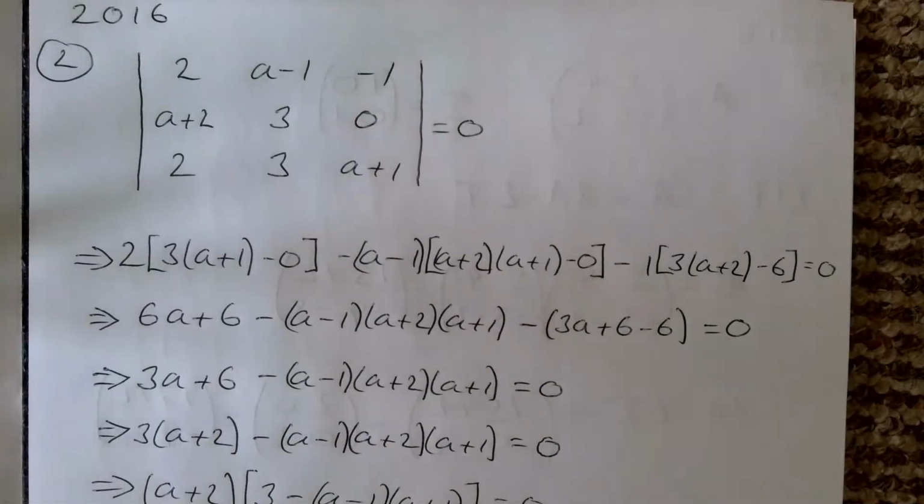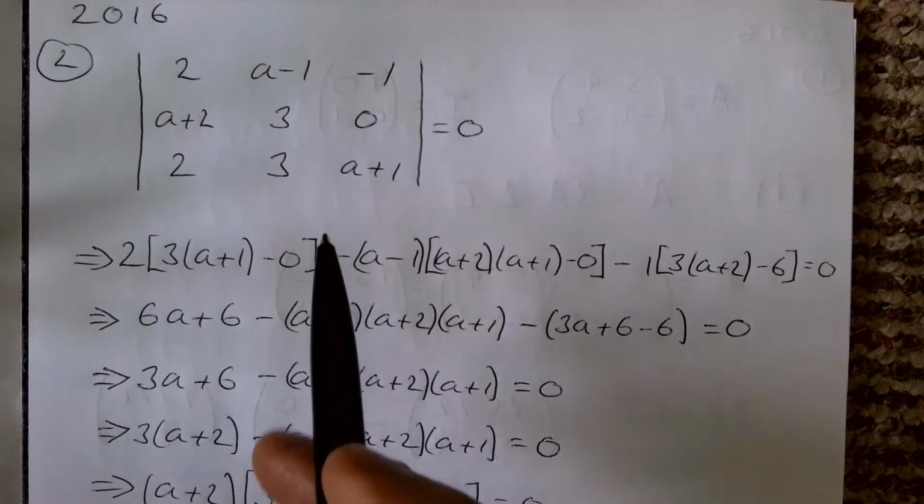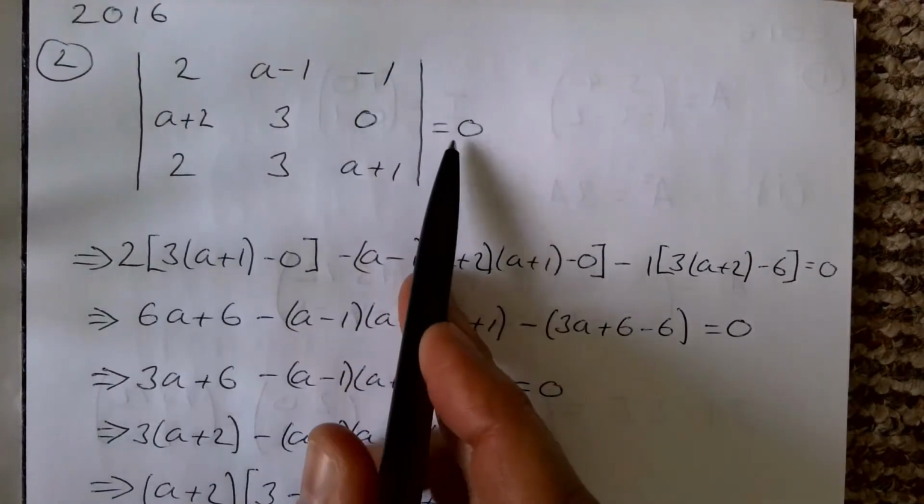Okay, this is a Matrices past paper question. It's from 2016, and it says a system of linear equations is given by, and it gives you the three equations, all equal to 0. Find the values of a for which there are solutions other than x equals y equals z equals 0. We need, hopefully you can see, to put the determinant equal to 0.